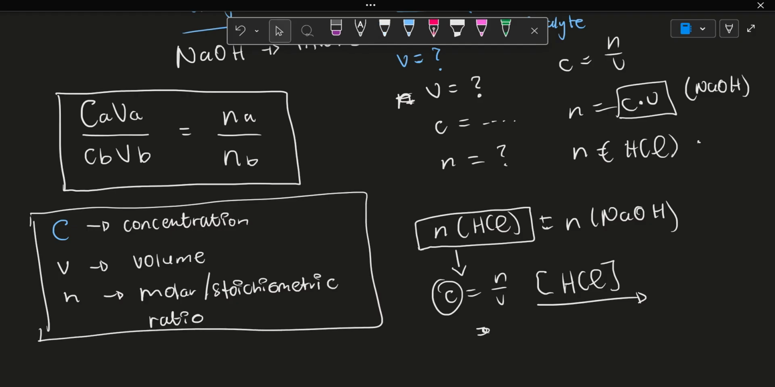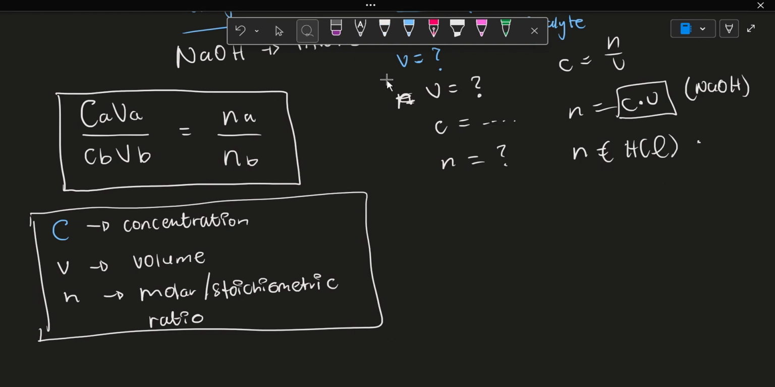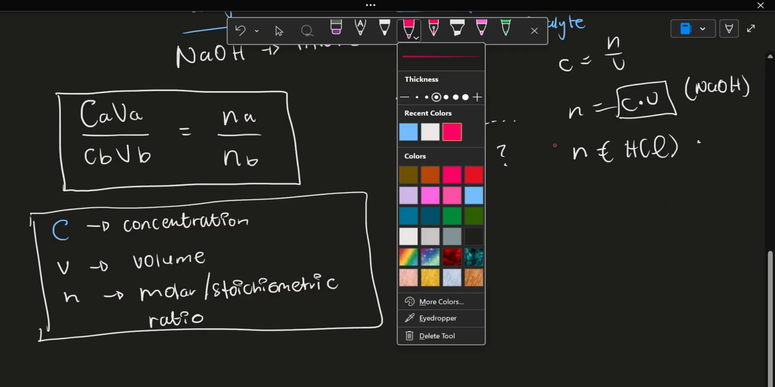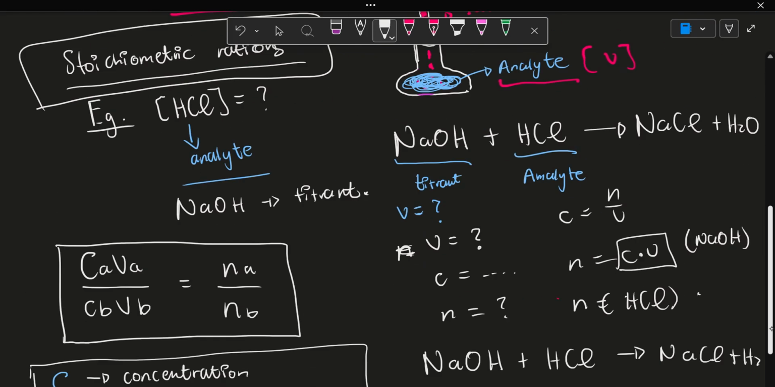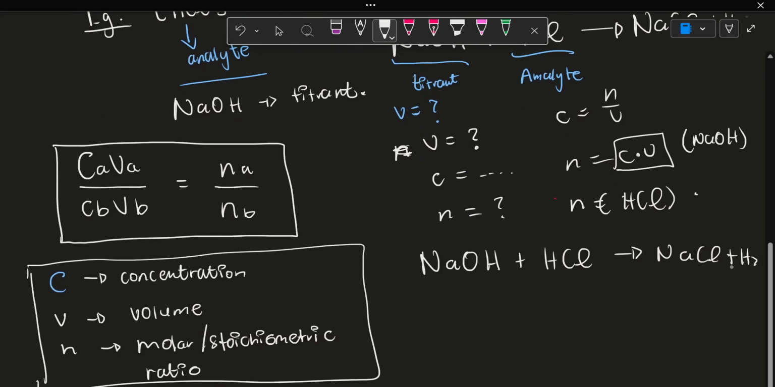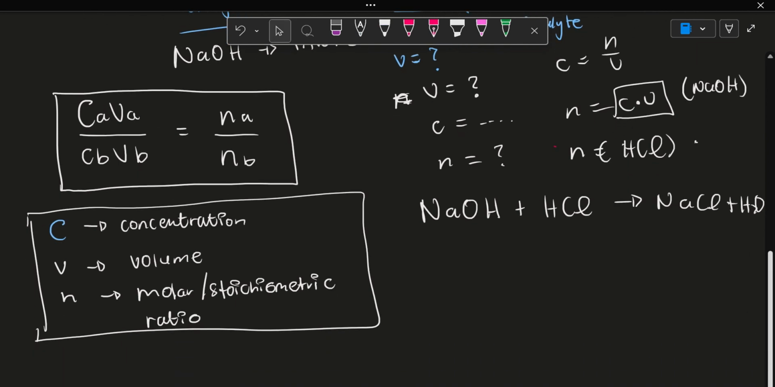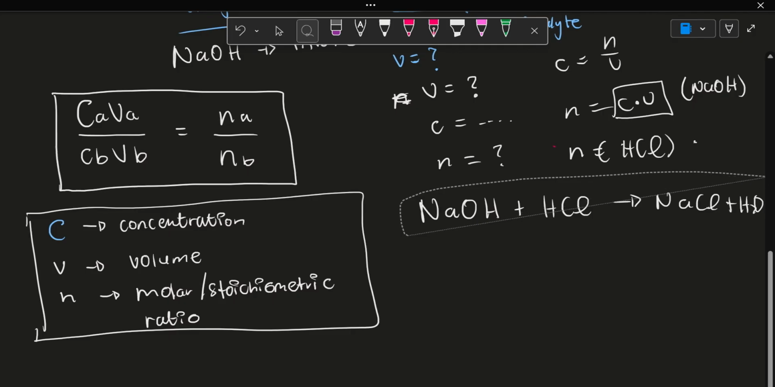So the reason I did not write VA, CA, VB, CB is because, I'm just going to remove this here so I can have more space to write. I want you to look at something. Let's take a typical example that we had. So we had NaOH and we had HCl, and that gave us salt plus water. If I had to bring this equation and use it, what would I actually do?